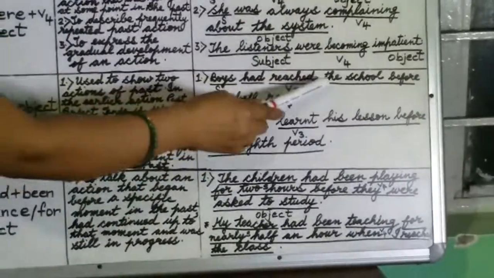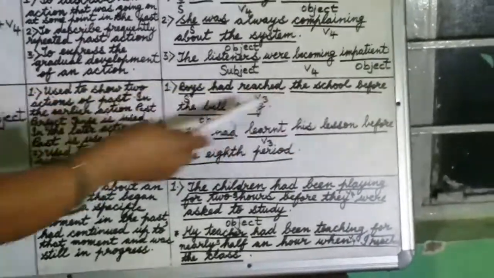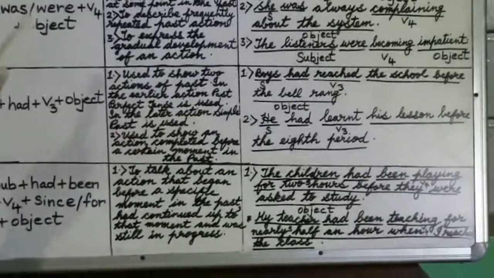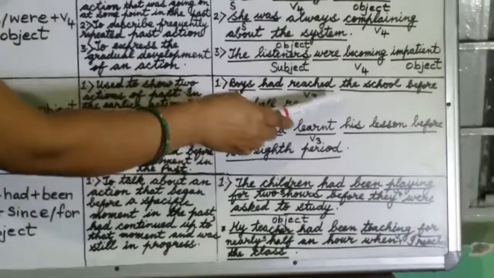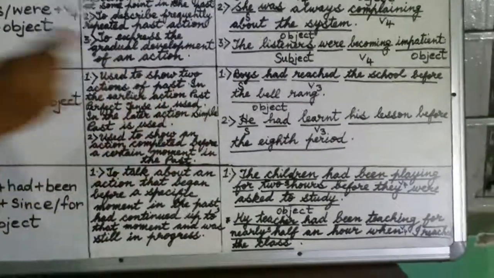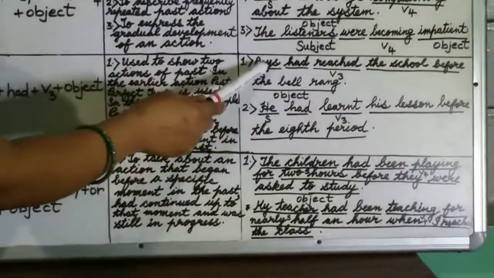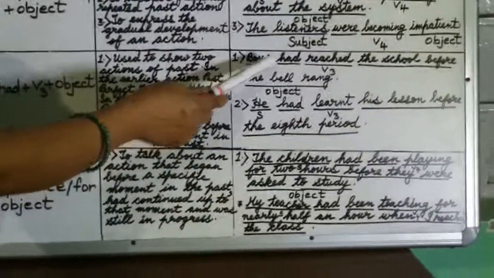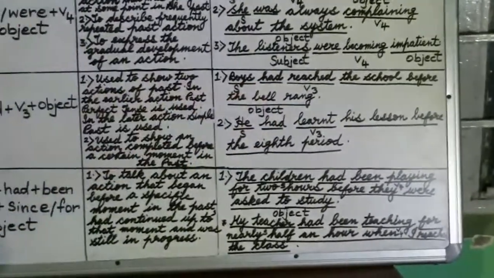So "boys has reached the school" is the first part of the sentence, and "before the bell rang" is the second part. According to the rule, in the first part the present perfect tense is used, and in the second part the simple past is used. Boys is the subject, and with past tense we use had, reached is V3, and the rest is the object.